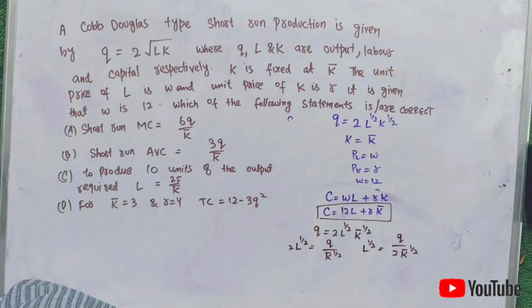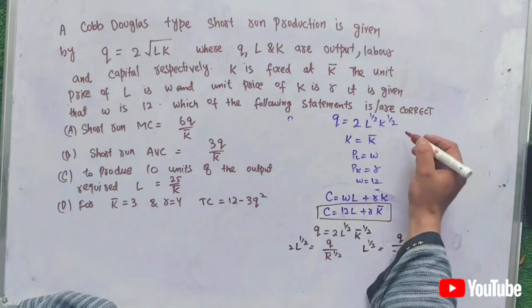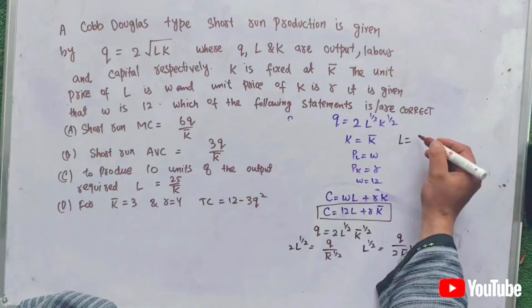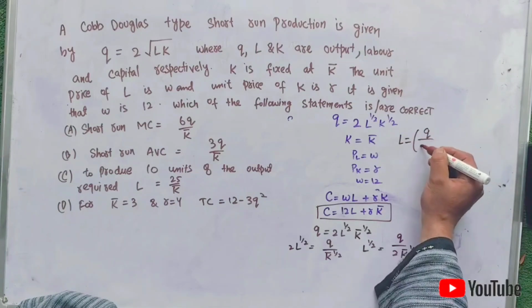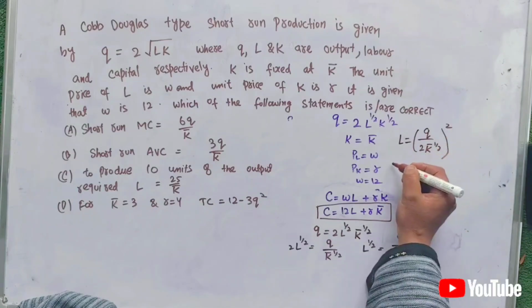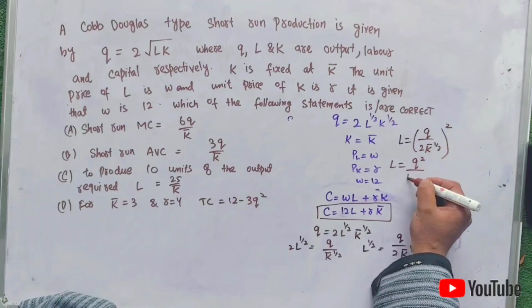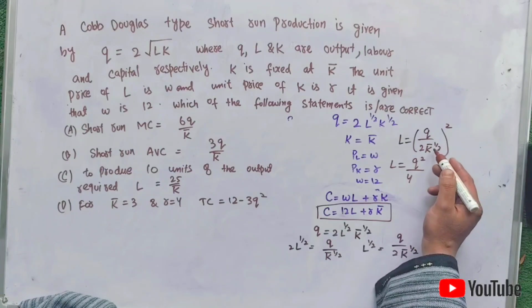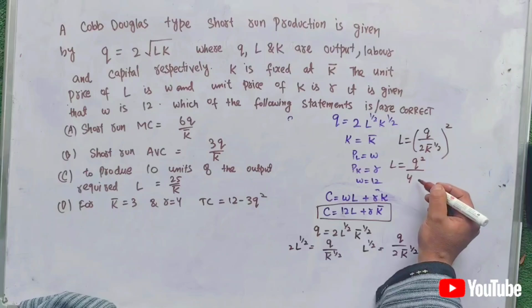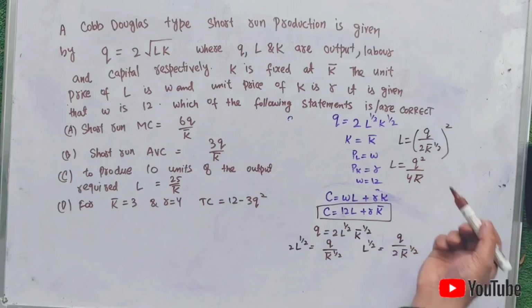Since we need to solve for L, so transpose the exponent, it becomes square. So L will be equal to Q divided by twice K bar raised power 1 upon 2 whole square, or L will be equal to Q square divided by 2 2s are 4, and here 2 and 2 get cancelled, so we get 4K bar. This is our demand for labor.